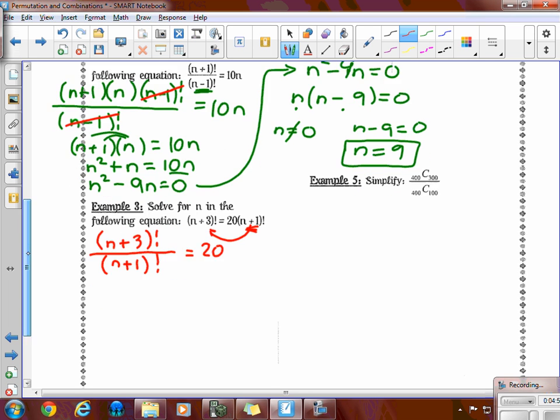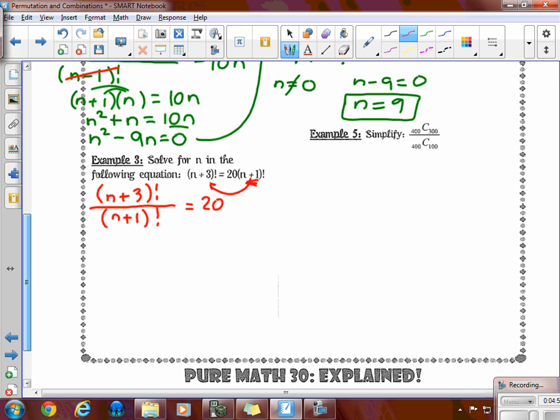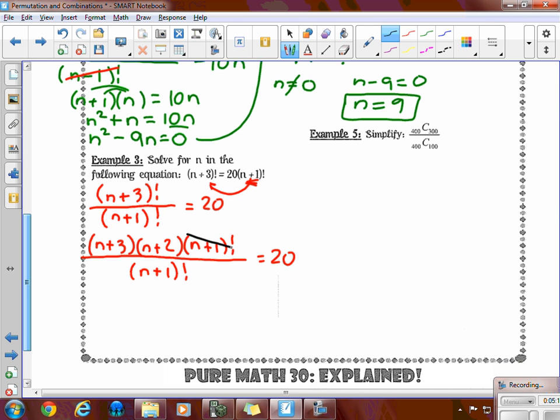The numerator in this case is the larger factorial, so we're going to start counting that down: n plus 3, n plus 2, and I can stop at n plus 1 factorial because that's all over n plus 1 factorial. This still equals 20. Looking closely, we know the n plus 1 factorials divide out to give us 1. So this simplifies to n plus 3 times n plus 2, all equaling 20.